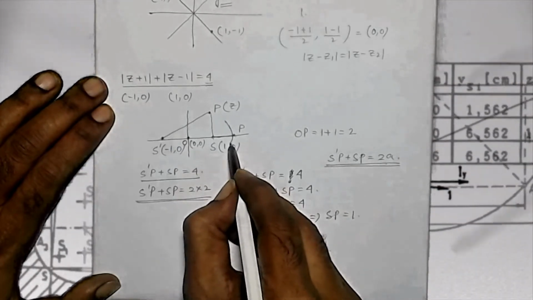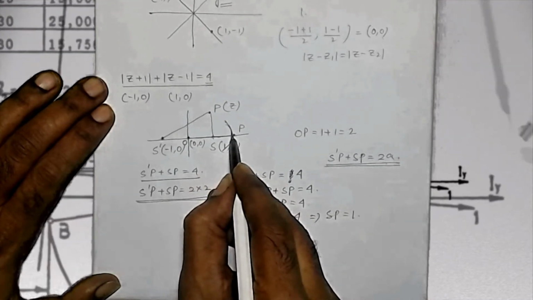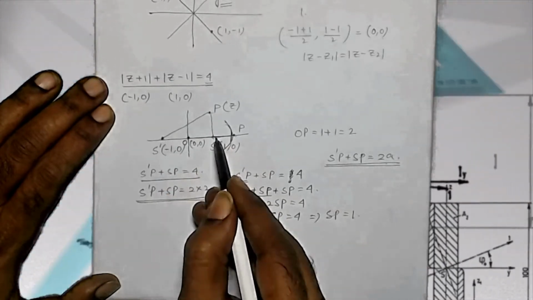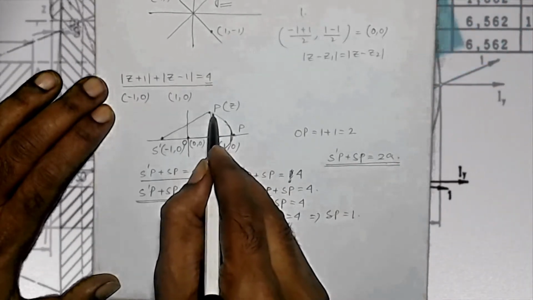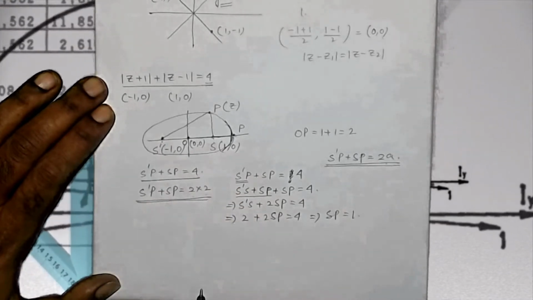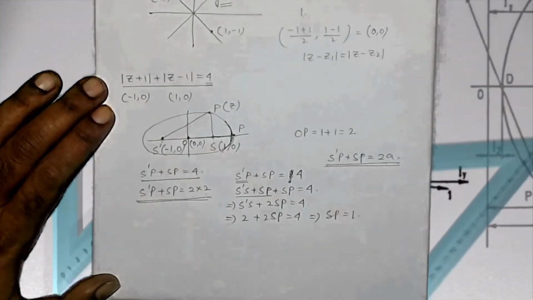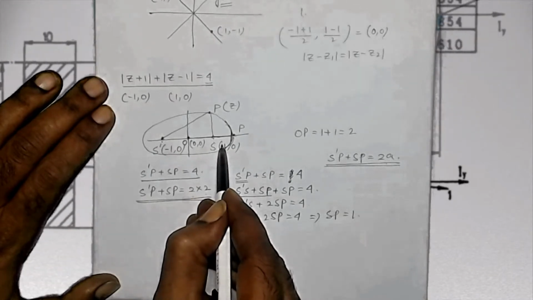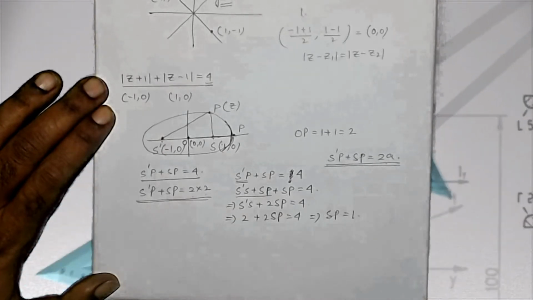In this case, observe carefully, it is exactly the same, because this one will be the vertex. If this one is the vertex, this distance is 2. And the sum of these distances, S dash P plus SP, is 4, which is 2 times A. Therefore, it represents an ellipse whose foci are at minus 1 comma 0 and 1 comma 0. That is, the locus of the point Z is on the circumference of the ellipse whose foci are minus 1 comma 0 and 1 comma 0. Have you understood this question?